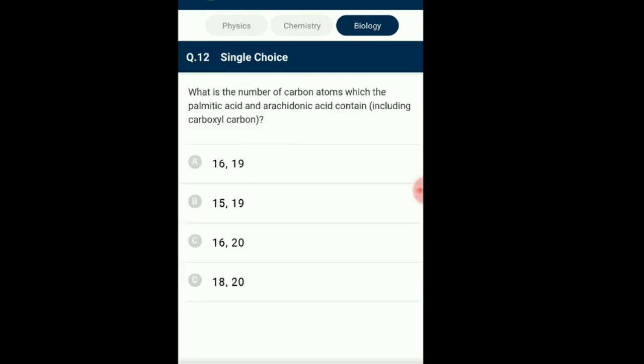Question number 12. What is the number of carbon atoms which palmitic acid and arachidonic acid contain? That is including carbonyl carbon. Palmitic acid and arachidonic acid are fatty acids. Fatty acids are compounds which consist of a carboxylic acid group and an R group, in which the number of carbon atoms varies from 1 to 19. Palmitic acid consists of 16 carbons and arachidonic acid consists of 20 carbons including the carboxylic carbon. So the answer is option C, 16 and 20.